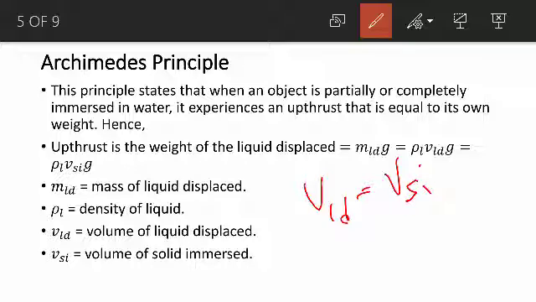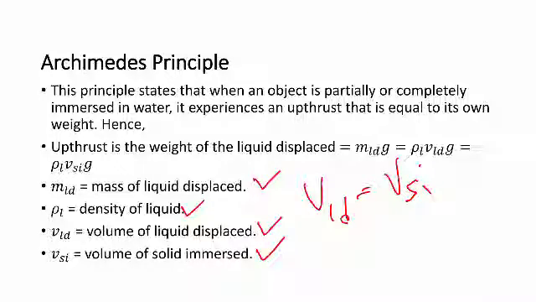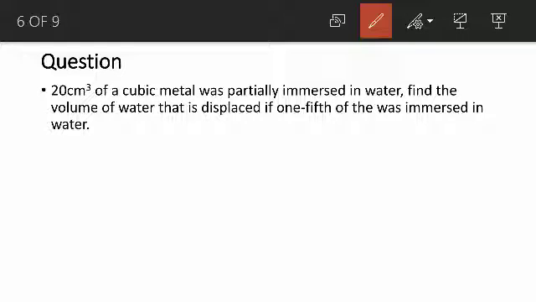Whenever you immerse an object in water or in a liquid, the volume of the liquid that is displaced is always equal to the volume of the solid that is immersed. Here, MLD means mass of the liquid displaced, rho L means the density of liquid, VLD is the volume of the liquid displaced, and VSI is the volume of solid that is immersed.